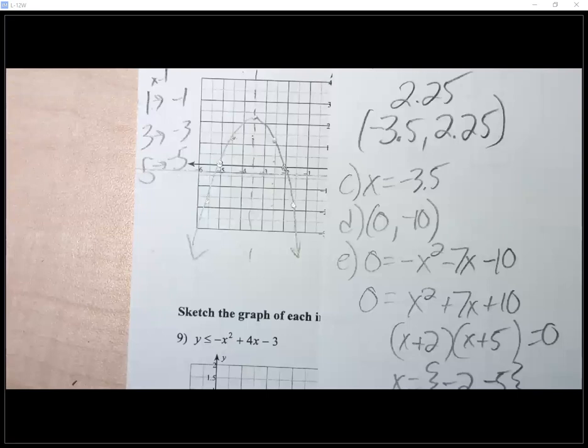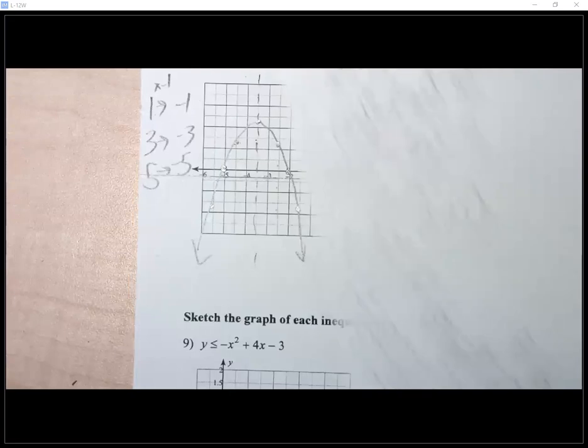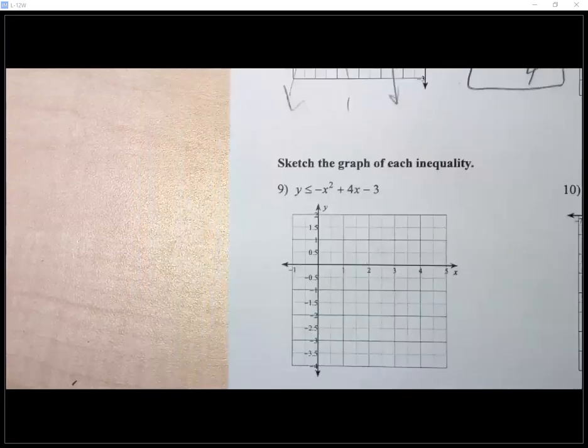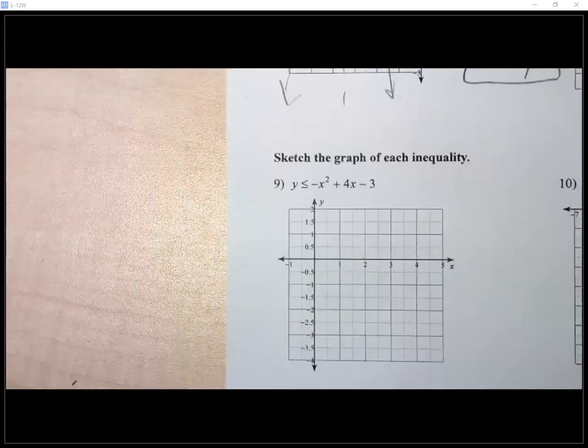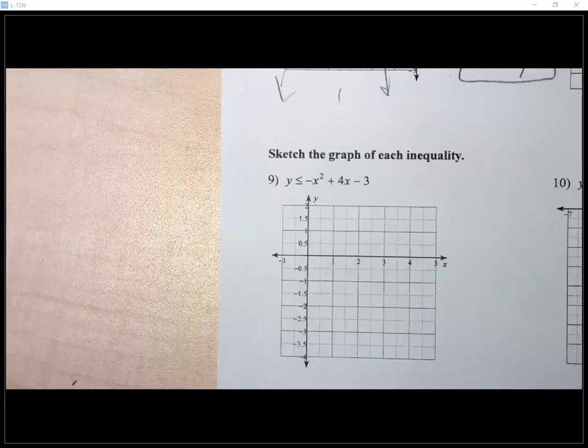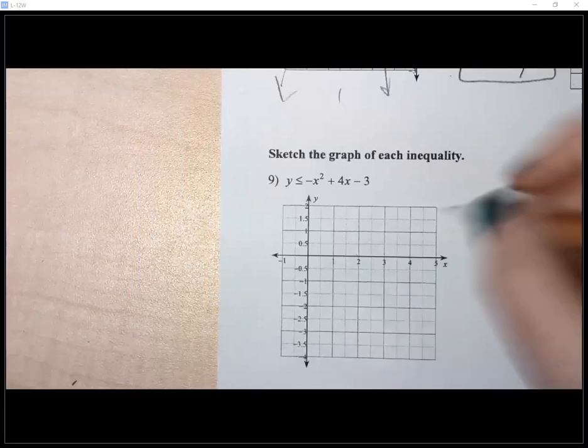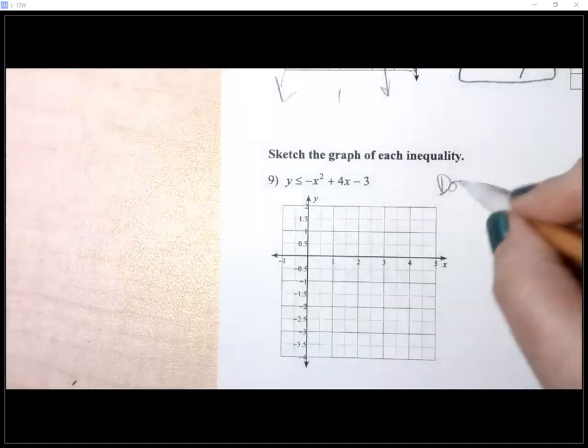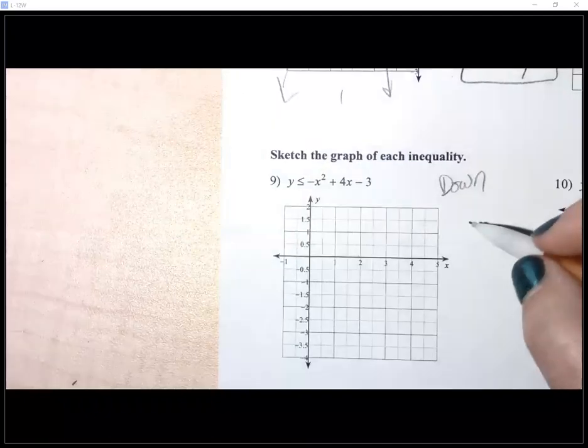No, you sure? The one thing that we did not get to yesterday was graphing the inequalities. So if we look at number 9 real quick, you graph it the exact same way. This is just like when we did the absolute value. The only difference is dotted or solid, and I have to shade. So if I'm going to graph number 9, it's got to be down, right? And what's my vertex? Let's everybody find the vertex of number 9.